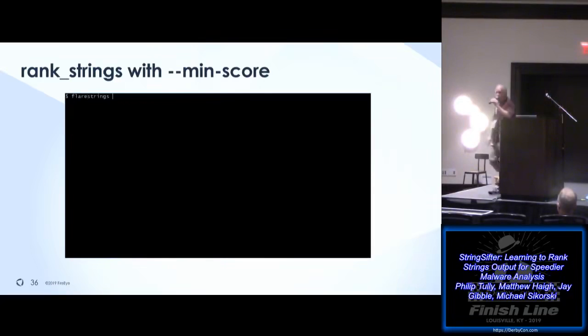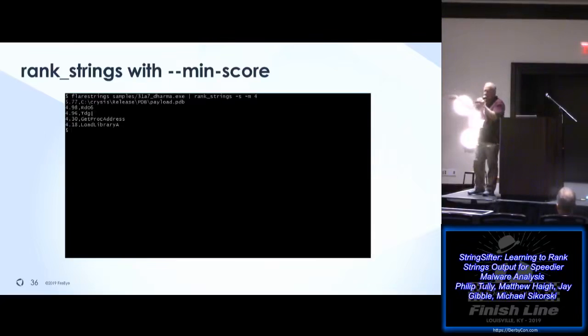Then running again with the same sample, this min score option just says, you as the user can say, you know what, I don't even care about the things with score less than something. In this case, I used score 4 because that's where the noise cutoff was on this particular sample, and it just gives me those 4 lines that were at the top.